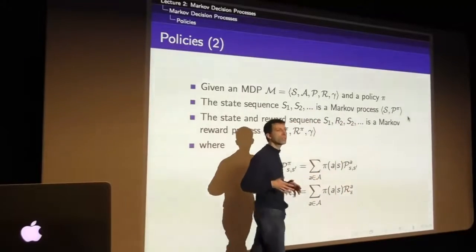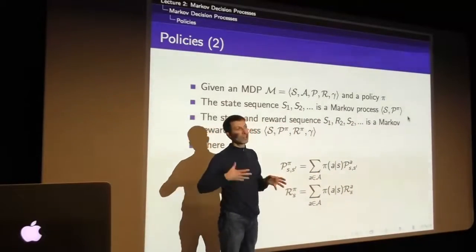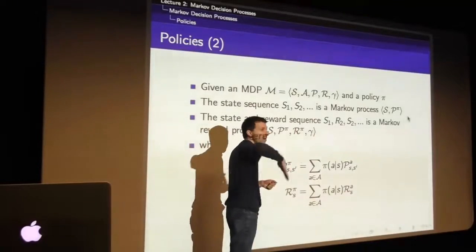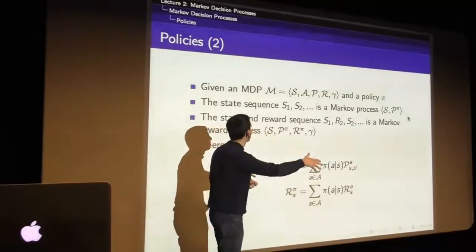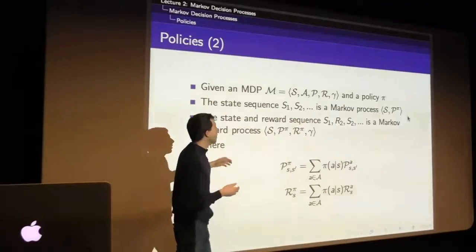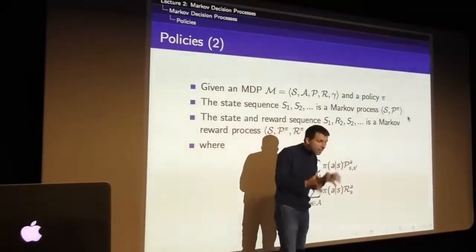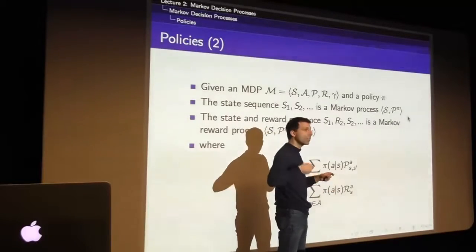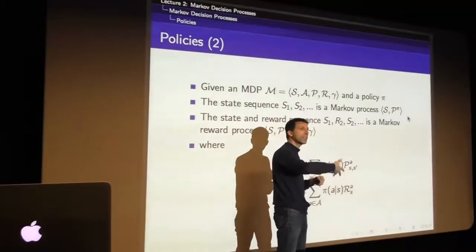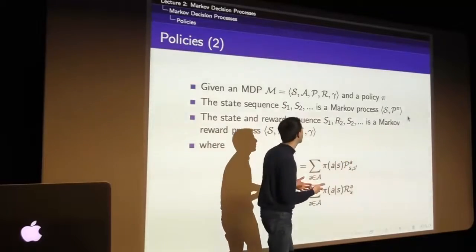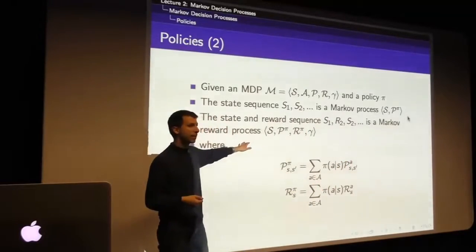No matter what policy we choose, that policy defines some Markov chain that defines our dynamics, the way that we're going to move through and evolve through this system. And if you fix the policy and look just at the sequence of states and rewards that you see as you go through this MDP, that sequence is a Markov reward process.